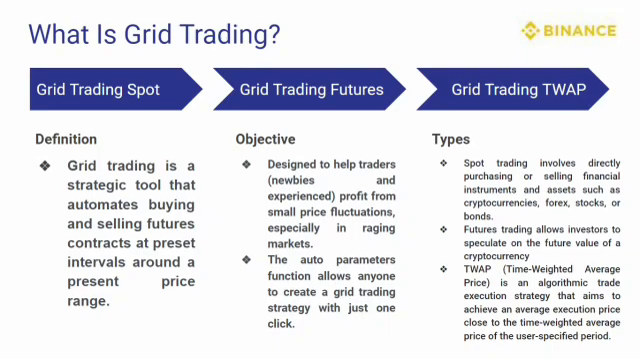Grid trading is divided into grid trading spot, grid trading futures, and grid trading swap. Spot trading involves directly purchasing or selling financial instruments and assets such as cryptocurrencies, forex, stocks, or bonds. Futures trading allows investors to speculate on the future value of a cryptocurrency. TWAP, which is time-weighted average price, is an algorithmic trade execution strategy that aims to achieve an average execution price close to the time-weighted average price of the user-specified period.